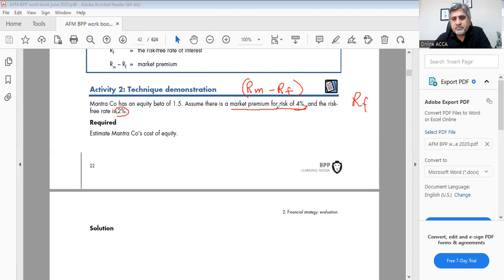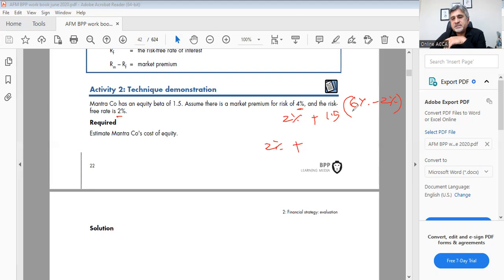Assume there's a market premium for risk of 4%. Okay, 4%. So it means that RM should be 6%, 2% plus 4%. They're not saying that it is average market. So you should take 6%. Okay, 6% minus 2%, into beta, which is 1.5, plus RF, which is 2%. So this should be the answer. 2% plus (6 minus 2), 4, into 1.5. And the answer should be 8%. So this is done. This was nothing difficult.